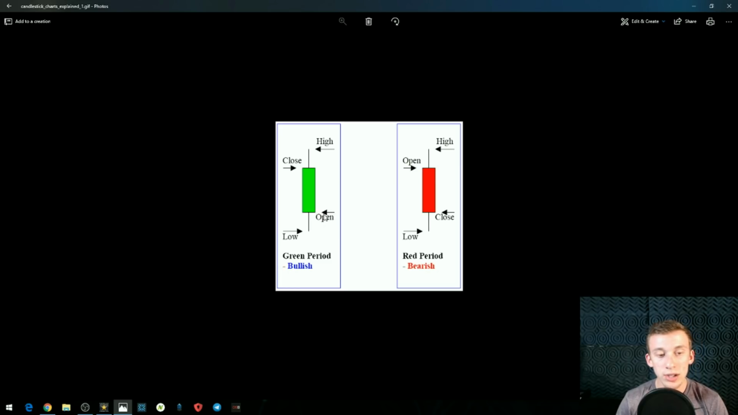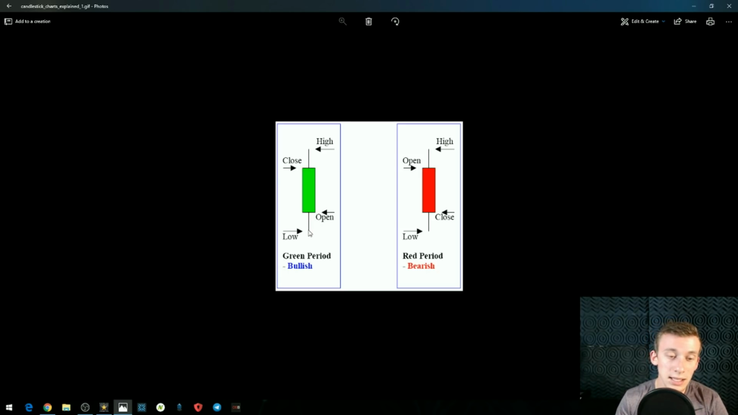Right down here, you can see that there's an open arrow. This means that the price movement is starting at that spot. That's where the price is starting on this candlestick. And then at the end of the period, you're going to have a closing line, and that's going to be right up here where the candlestick ends.